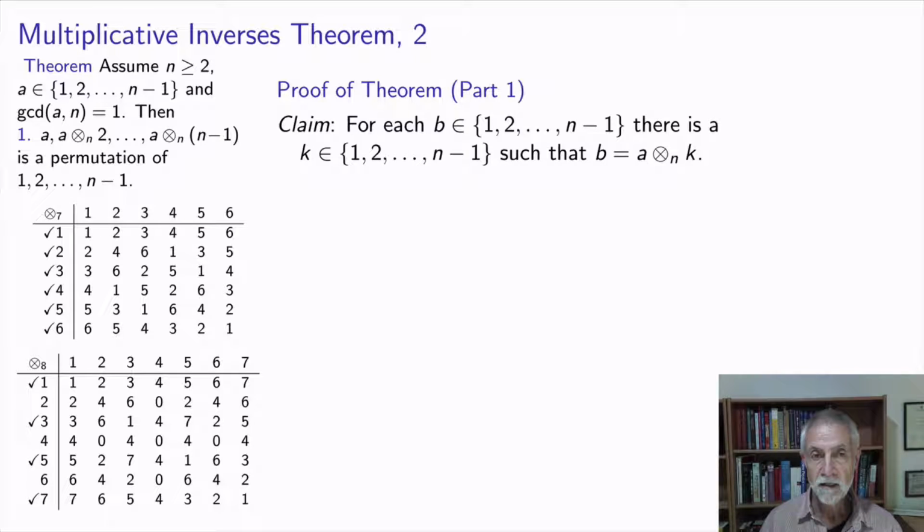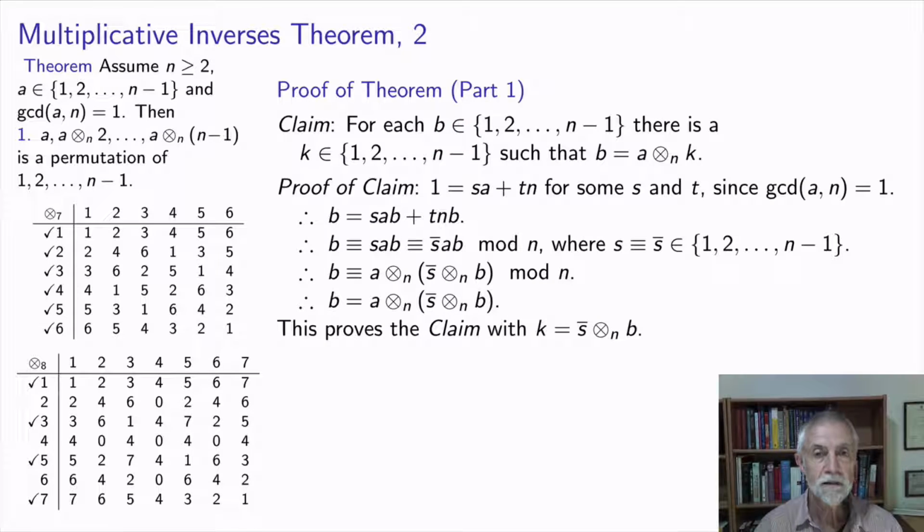The first step in the proof, and the major step, is to prove that for every number b in the range 1 up to n minus 1, there is some k in 1 up to n minus 1 such that b is equal to a times k. In other words, a times 1, a times 2 up to a times n minus 1 give me all the elements in the row a, and I want to show that there's some element, so it'll be a times k, for some k between 1 and n minus 1, which gives me b. So I want to prove this for any b.